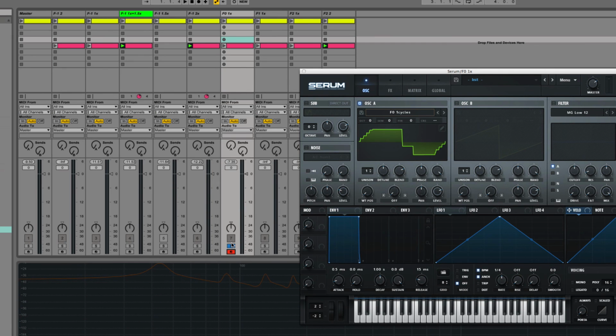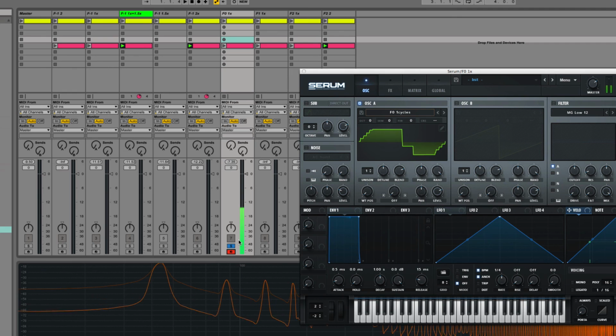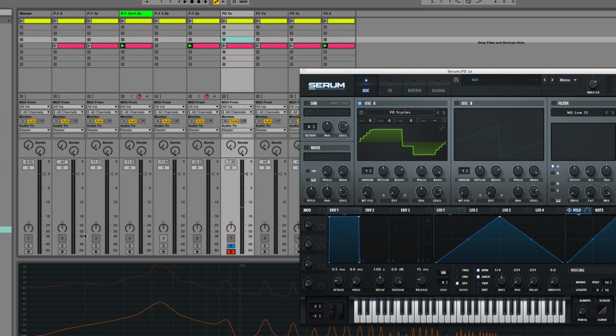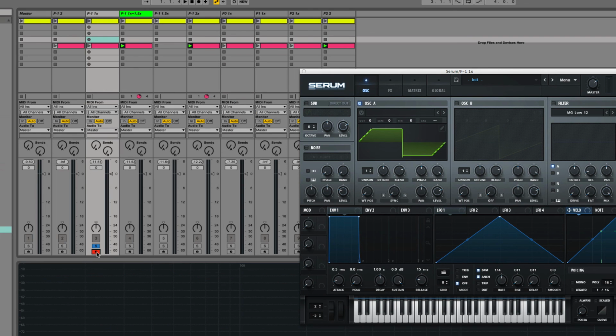Huh. I guess I wasn't paying close enough attention. So this sounds a little bit bassier. The bass is thicker than this one, which has a more present high.